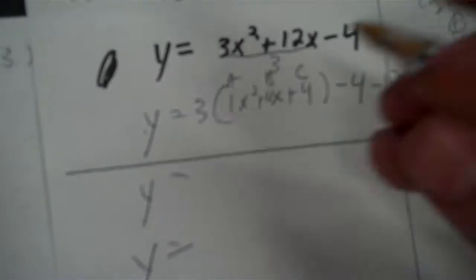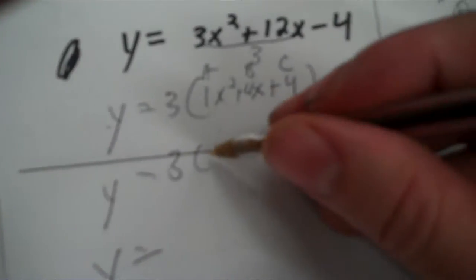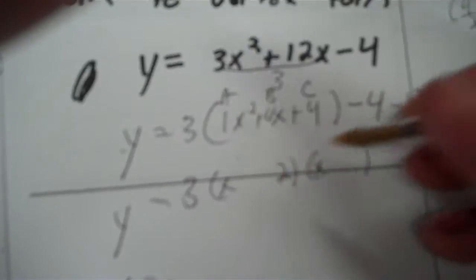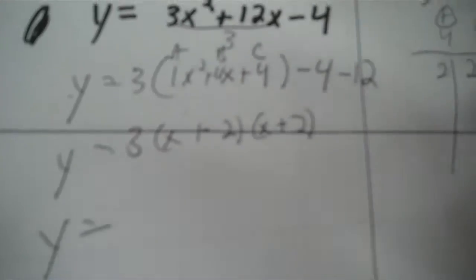Okay, so 4 positive, sum of 4, and that's 2 and 2. Okay, so I've got 3, and I make 2 parentheses out of that. XX, 2, 2. So I got plus 4, so I'm going to have plus 2 and plus 2. They're both pluses. And then minus 16. Then it's easy. I go 3 and then x plus 2 quantity squared minus 16.